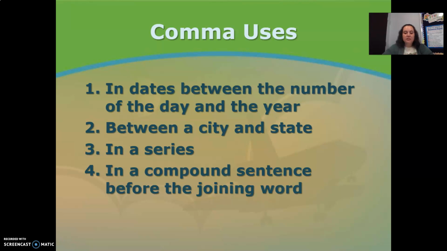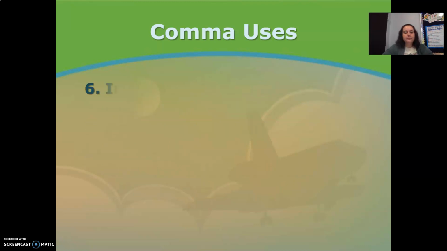In a compound sentence, before the joining word, I love to play outside, and I love to go to the swimming pool. In dialogue, when you're speaking, we say, he said, I don't want to. You always put the comma before the quotation marks in dialogue.